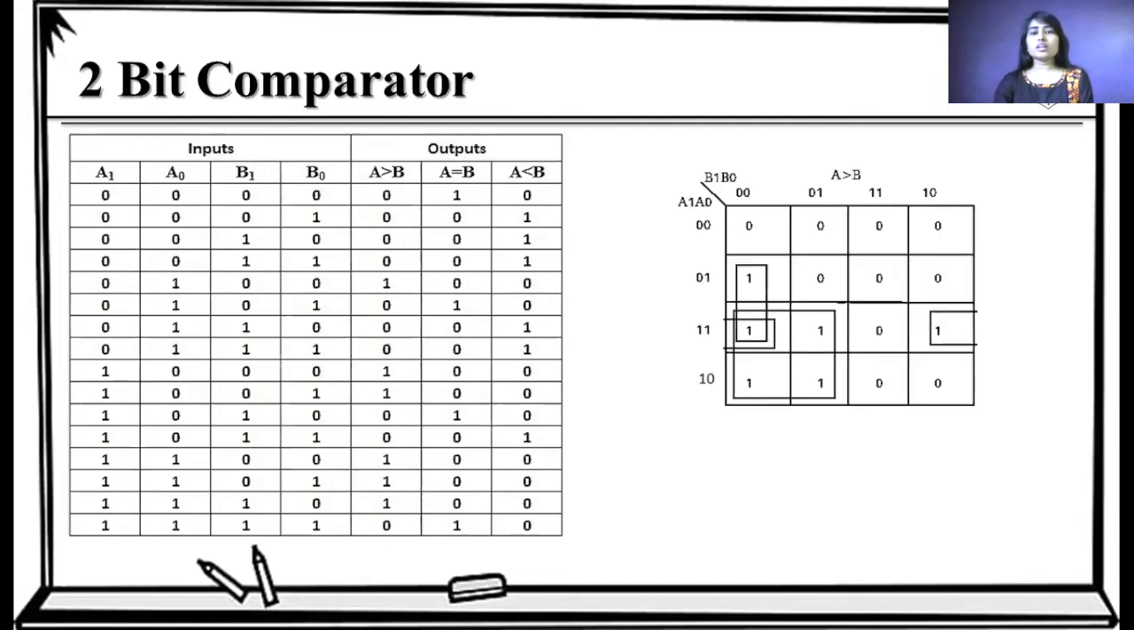Now let's make a K-map for the 3 outputs. First for A greater than B. Here we have a 4-variable K-map for A1, A0, B1, B0, and this K-map is designed for A greater than B. Here we make groups, and according to these groups we have the equation A0 B1' B0' + A1 B1' + A1 A0 B0'. So here we have the equation for A greater than B.